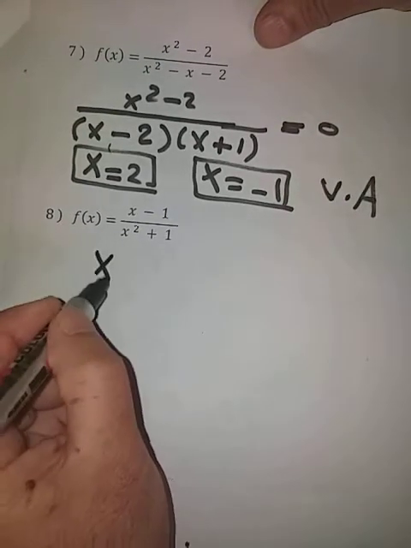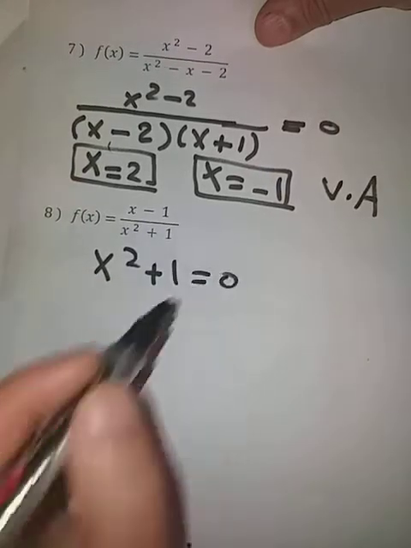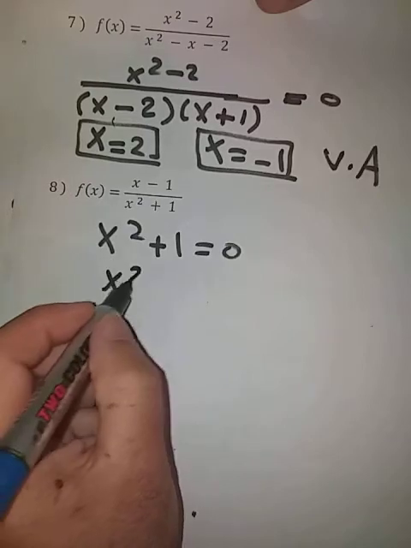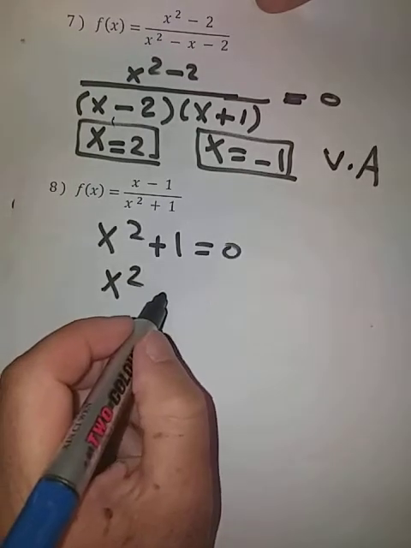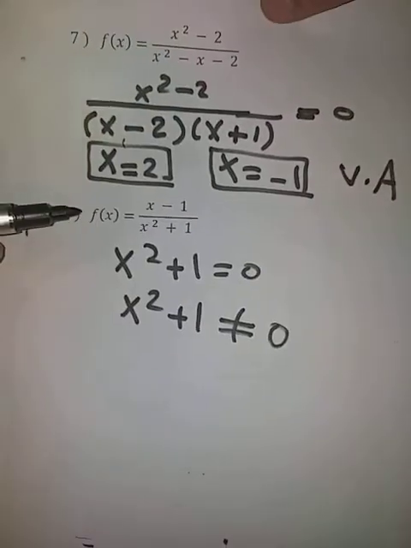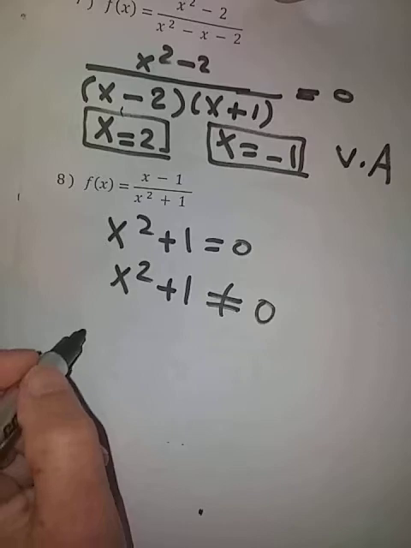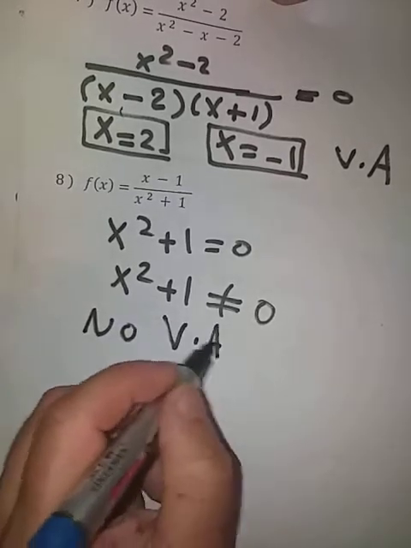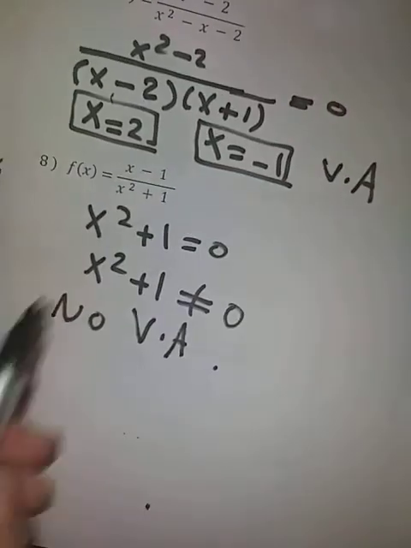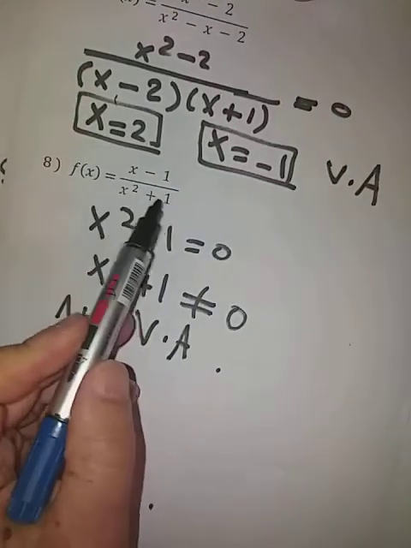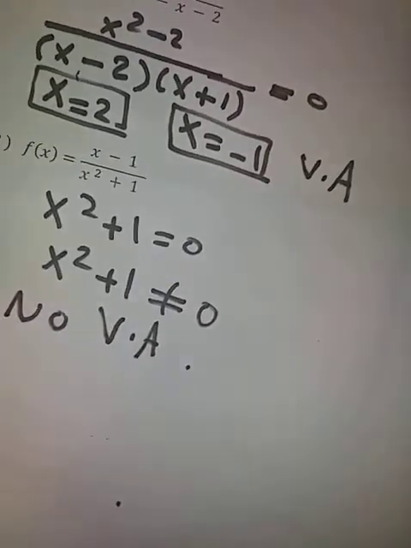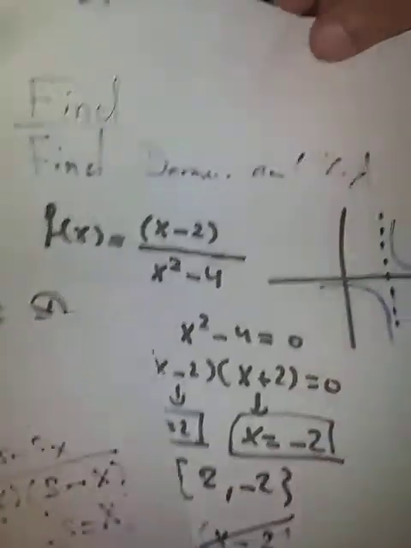x² + 1 = 0. As you know, x² plus any positive number is never equal to 0. Then this function has no vertical asymptote, because the denominator is never equal to 0 for f(x). Right. 9.